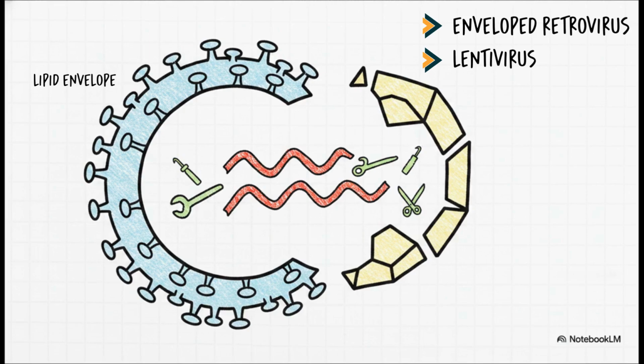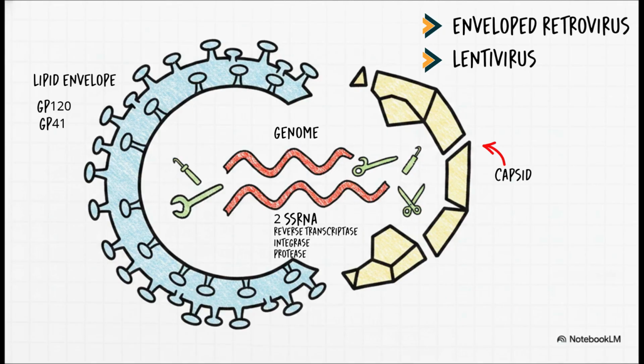Protruding right out of this disguise are the GP120 and GP41 glycoproteins, and these basically act like grappling hooks. Deep inside, there's a protective protein armor called the capsid, and hidden inside that vault, the genome. That's two identical, single-stranded RNA molecules packed tightly alongside specialized enzyme tools like reverse transcriptase, integrase, and protease that are designed specifically to pick cellular locks.